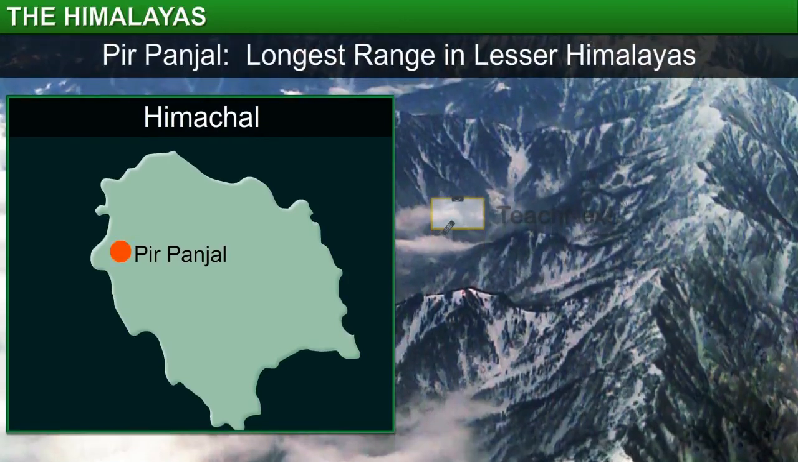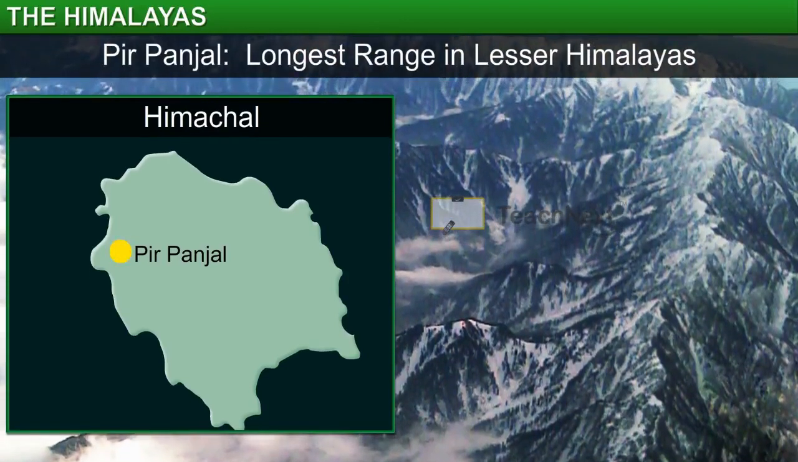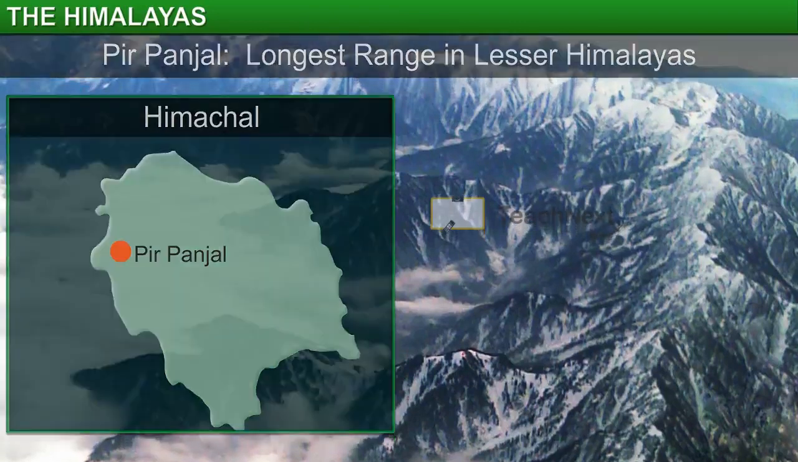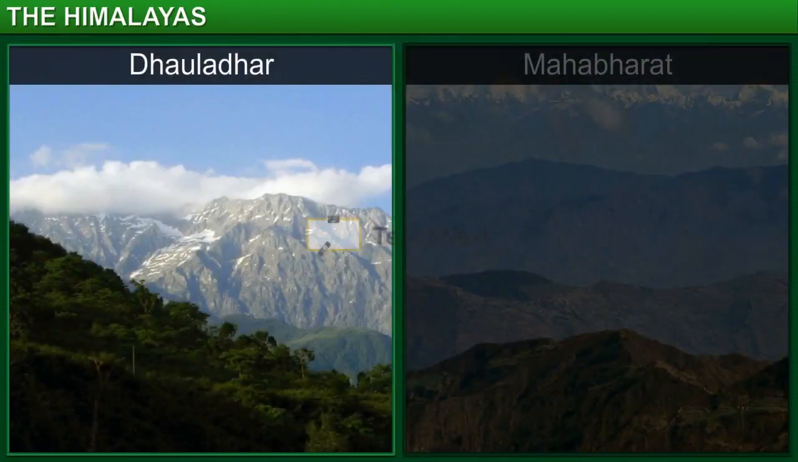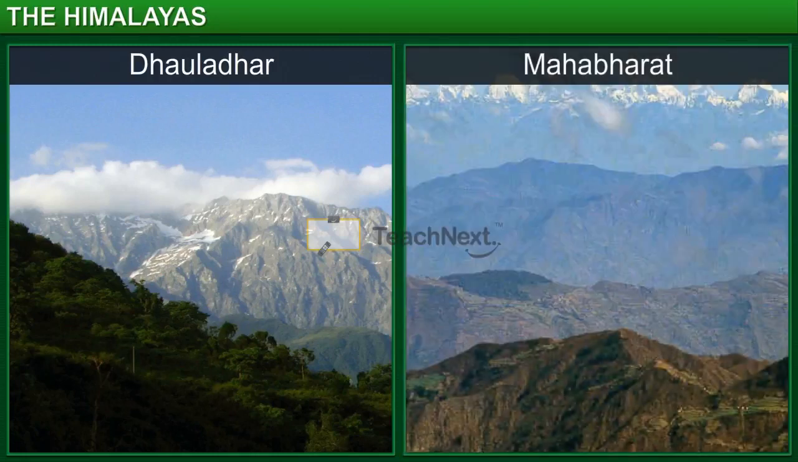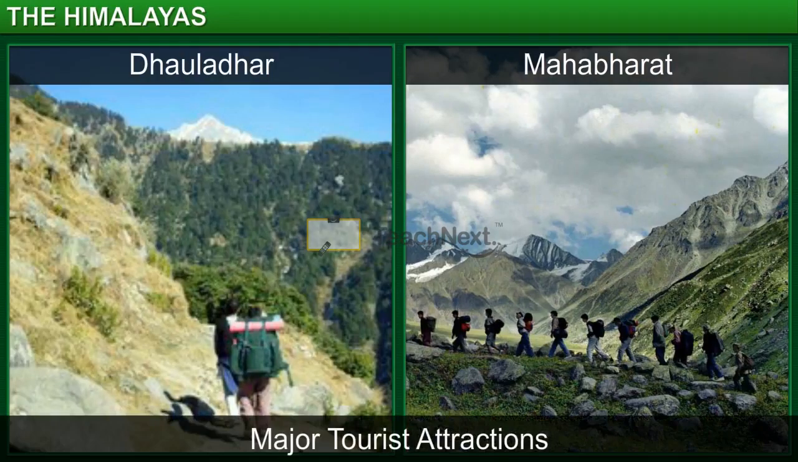The Pir Panjal is the longest range in the Lesser Himalayas. The other notable ranges are the Dhauladhar and the Mahabharat. These ranges are famous for their beauty and are a major tourist attraction for people the world over.